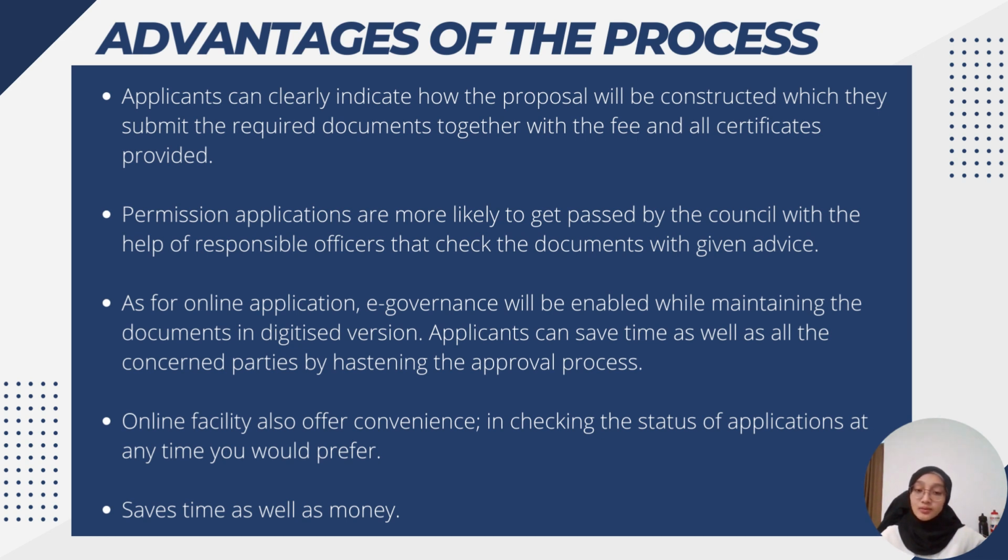Permission applications are more likely to get passed by the Council with the help of responsible officers that check the documents with given advice. As for online application, e-governments will be enabled while maintaining the documents in digitized version. Applicants can save time as well as all the concerned parties by hastening the approval process. Online facility also offers convenience in checking the status of application anytime you would prefer. Besides saving time, you can also save money.